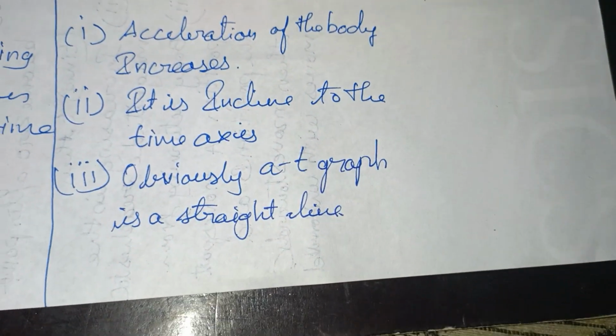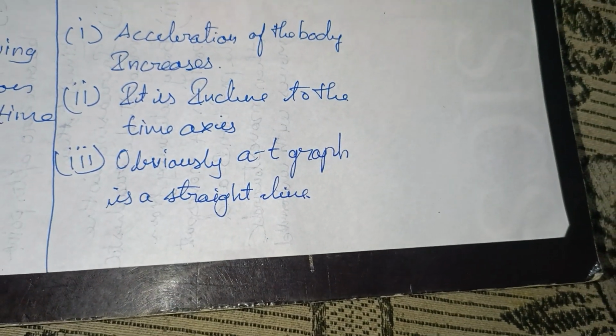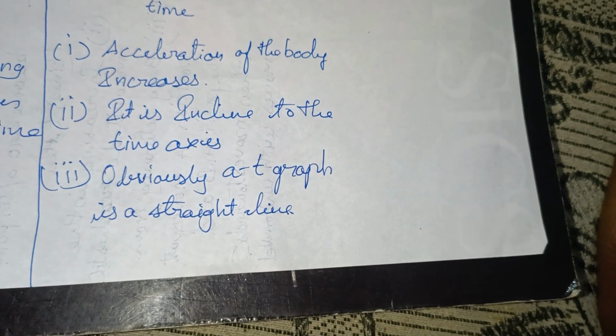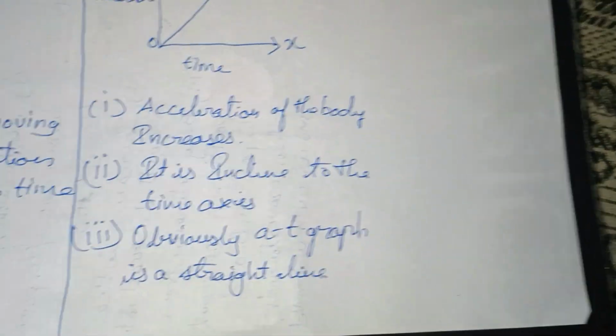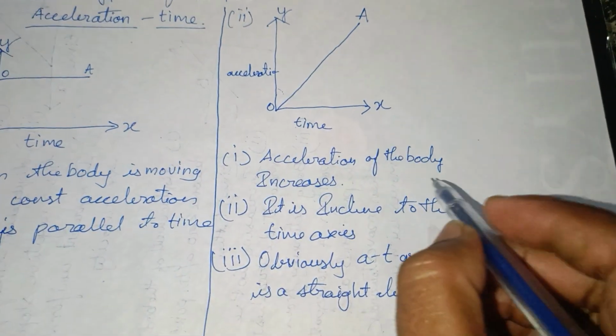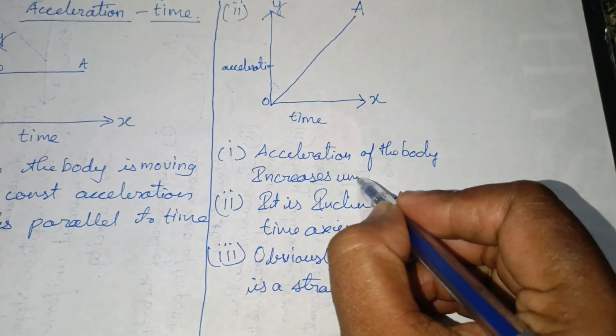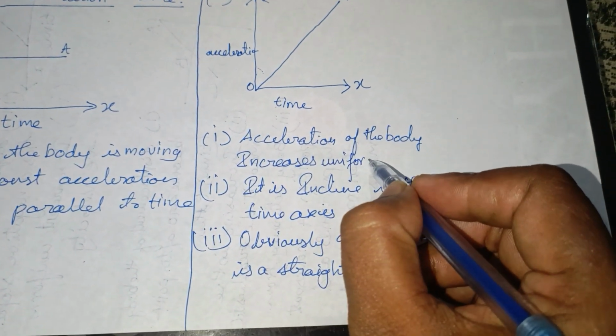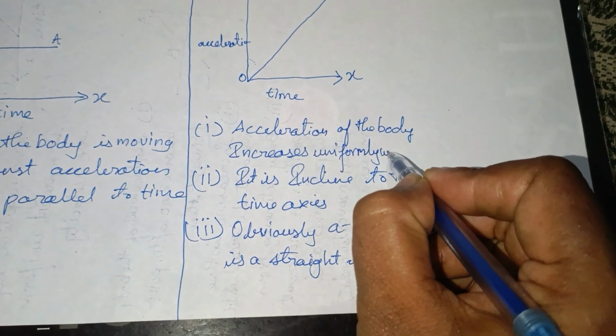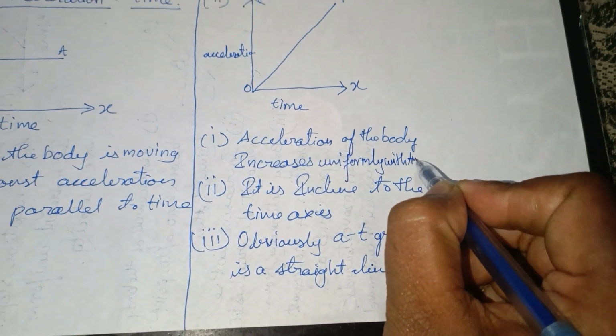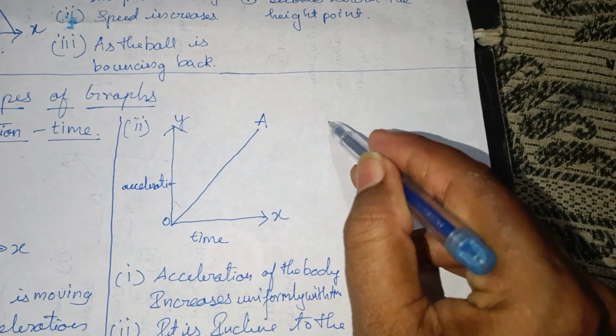If you want to include a few more points, you can add that it is inclined to the time axis and the acceleration of the body increases uniformly with time. Even you can add the words 'uniformly with the time' to this graph.